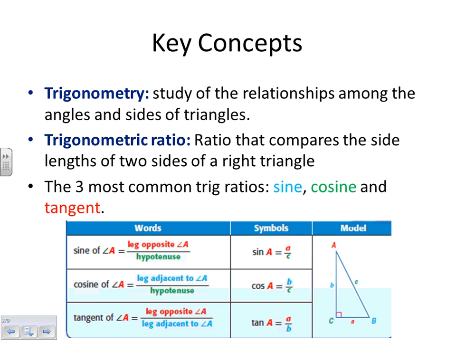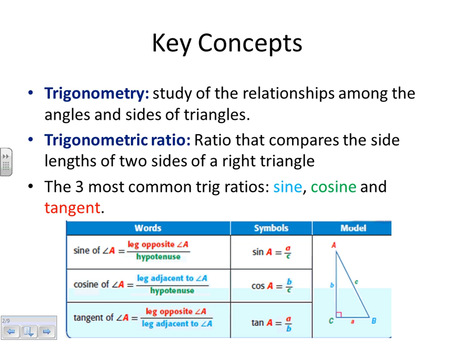Okay, here's a couple key concepts. I'd like you to get these in your notes and replay me when you're ready for an explanation. So basically the definition of trigonometry is the study of relationships among the angles and sides of a triangle. So we're going to be looking at lots of triangles today, their angles and their sides. And basically that's trigonometry. A trigonometric ratio is a ratio that compares the side lengths of two sides of a right triangle. And the three most common trig ratios are sine, cosine, and tangent.